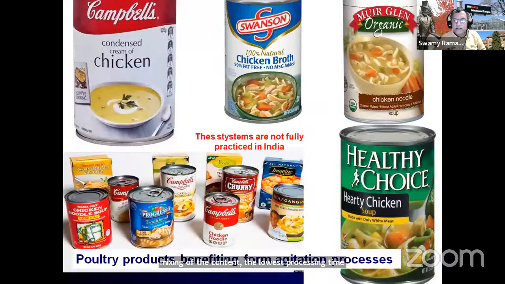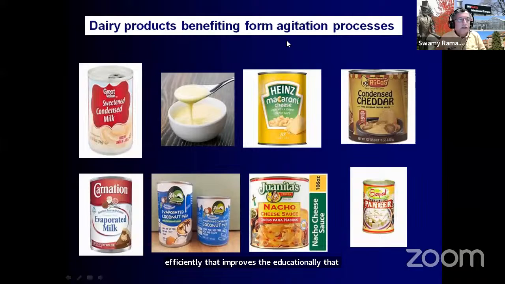So these are all products that can benefit by rotation or agitation process. They're all particulate products suspended in liquids. So the particle and liquid get mixed very efficiently. That improves the agitation, improves the heat transfer, reduces the cook time. So it's the perfect candidate for particulate liquids. Again, you can see some of the dairy products that can benefit from this type of application. Some of them are available in India as well. So they are all benefiting from the agitation process.